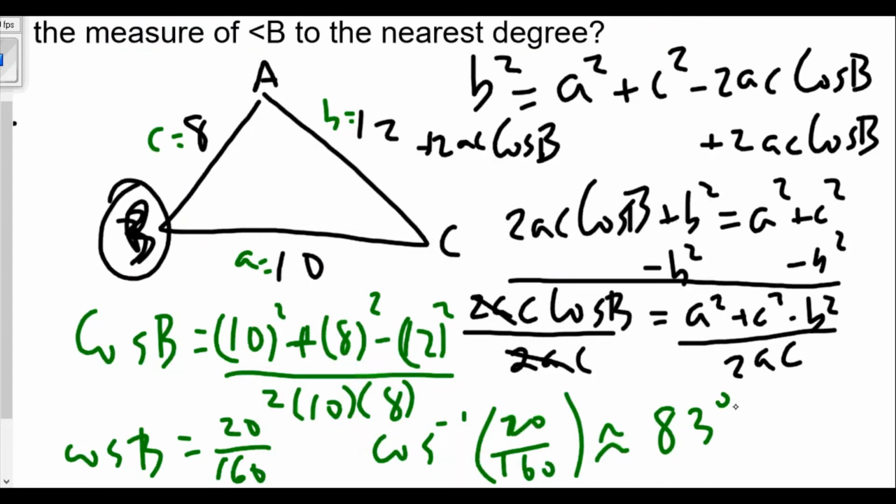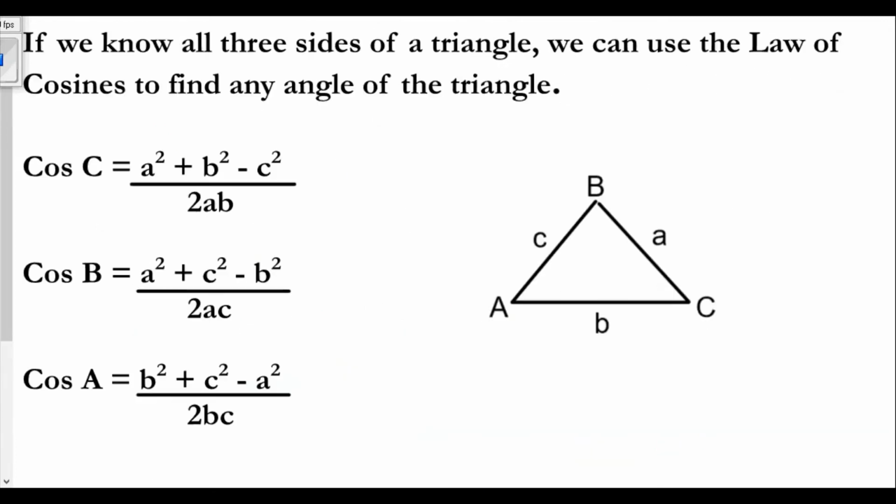It's a lot of moving things around, but we'll notice the pattern here. The cosine of B was equal to a squared plus c squared minus b squared over 2ac. We can do that with all the angles. If we know all 3 sides of a triangle, we can use law of cosines to find any angle of the triangle, where cosine of C is a squared plus b squared minus c squared over 2ab.